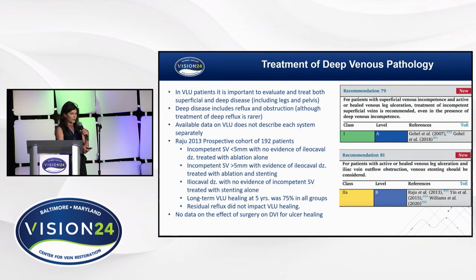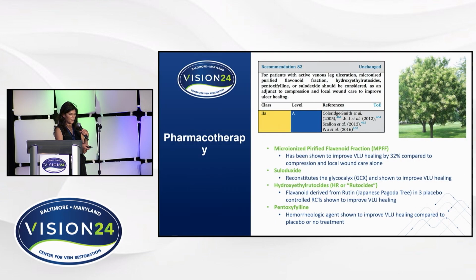And deep venous pathology, definitely we overlook that, and there's a lot of data. Raju back in 2013 showed that with an incompetent saphenous vein less than 5 millimeters, and no evidence of iliocaval disease, ablation alone, but with saphenous vein greater than 5 and iliocaval disease, stenting and ablation, and then pure iliocaval stenting alone. And the long-term 5-year outcome healing was 75% in all groups using that. And there's no data on deep venous insufficiency.